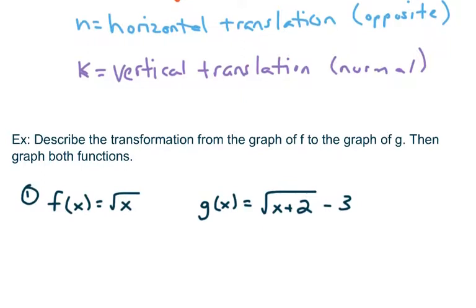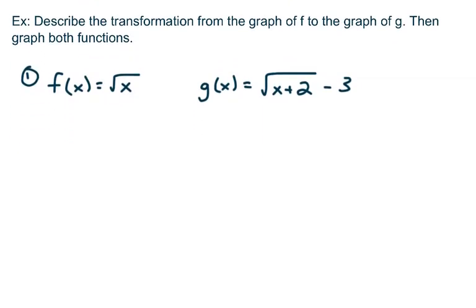So let's talk about describing the transformation from the graph of f to the graph of g, then graph both functions. So if we have f of x equals the square root of x, and g of x is equal to the square root of x plus 2 minus 3, the question becomes what changed from this one to this one, because it says from the graph of f to the graph of g. Well, from this one to this one, we have 2 different changes. We have the +2 underneath the square root, and we have the -3 on the outside.